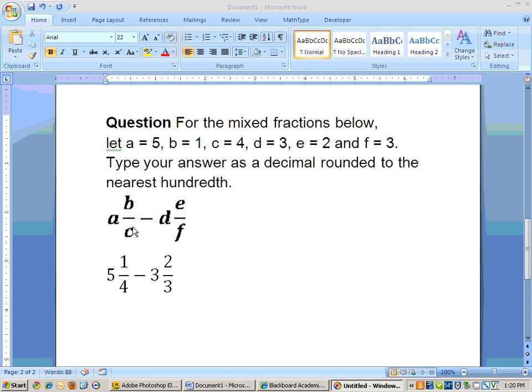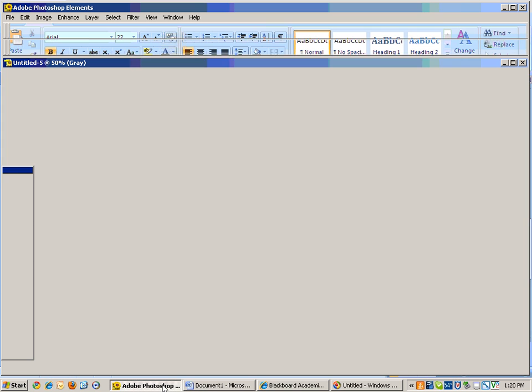Okay, the problem below, we're supposed to subtract these, and it gives you your values for A through F. Substitute these in here, and we would have 5 and 1/4 minus 3 and 2/3. So this is the problem we need to do here, 5 1/4 minus 3 and 2/3. So let's go ahead and do that.